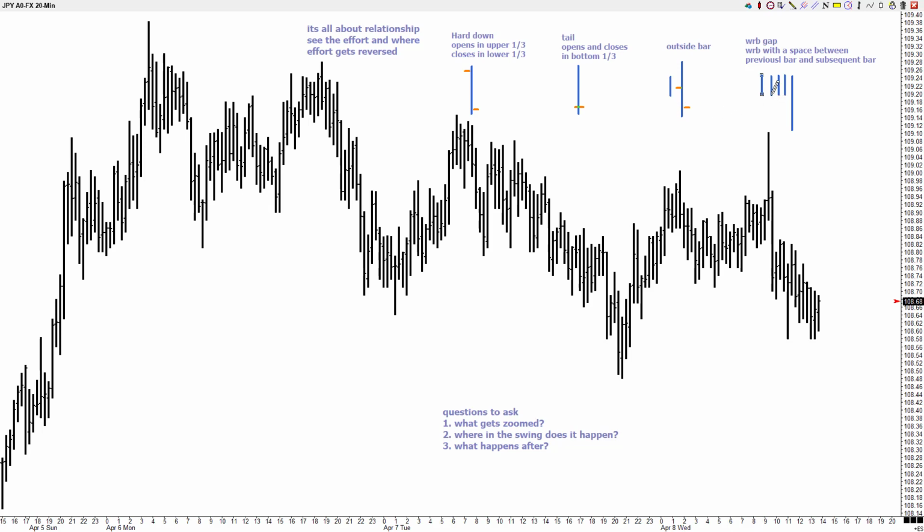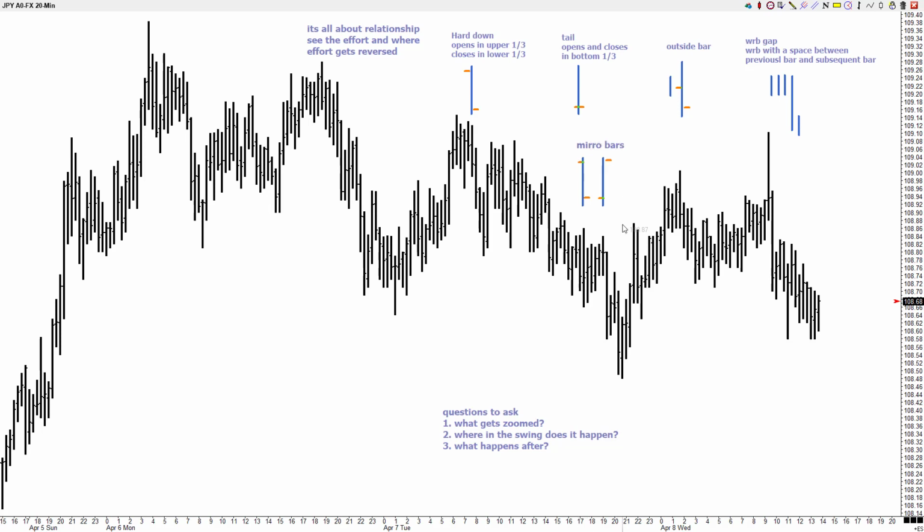And we have the wide range bar gap. This is going to be a wide range bar with a space between the previous bar and the subsequent bar. Now a wide range bar means it's bigger than the last three bars. All right, so those are our basics. I'm going to add one more in here. It's going to be a hard down followed by a hard up. So it's going to be a little two-bar pattern, and we'll call these mirror bars.